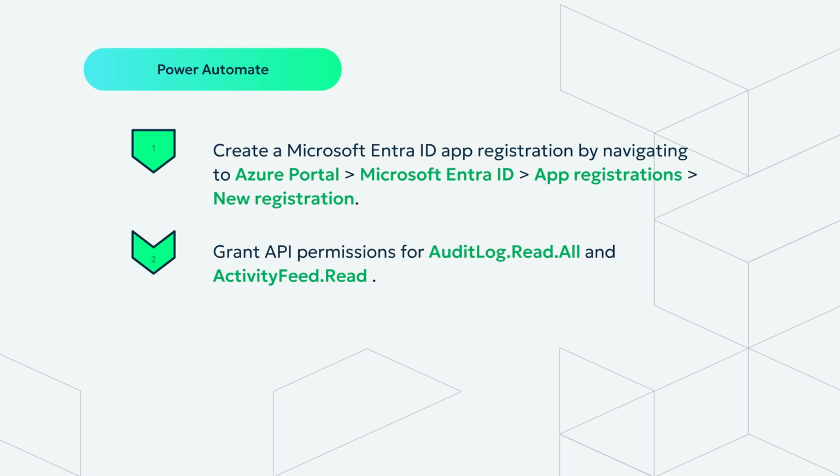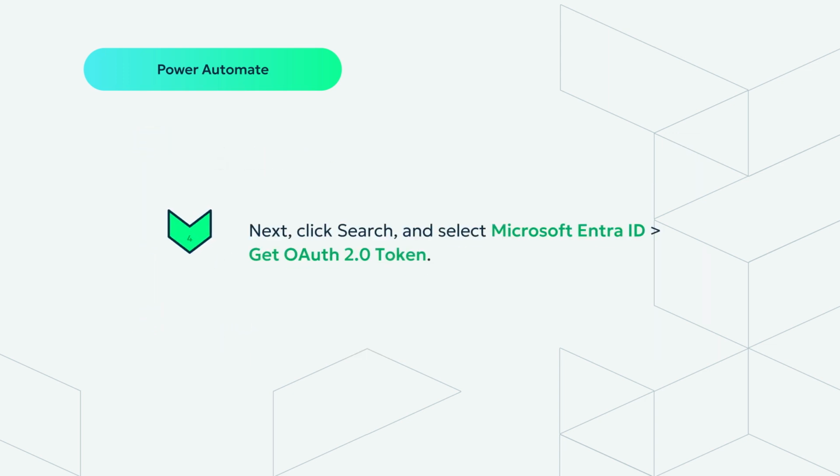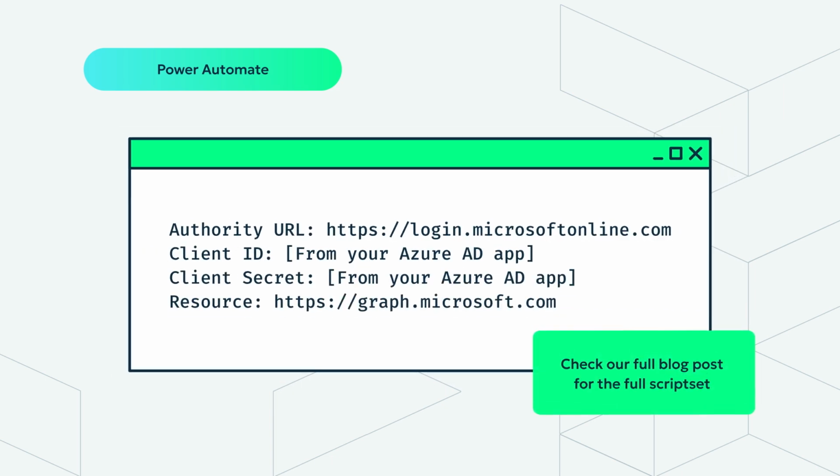AuditLog.Read.All for Microsoft Graph, ActivityFeed.Read for Office 365 Management APIs. Then head to Power Automate, click Create, and select Scheduled cloud flow. Give the flow a name, configure it to run every hour, then click Create. Next, click Search and select Microsoft Entra ID Get OAuth 2.0 token. Fill in the following authentication details for your app registration.